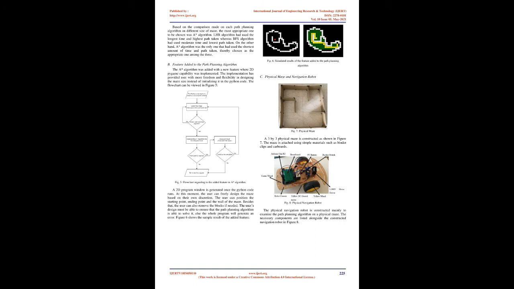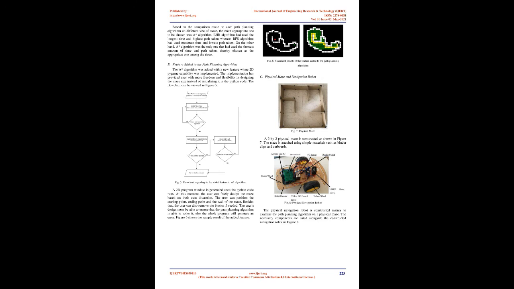After that, the selected one will be added with a new feature and tested on the Python software. Moreover, the path planning algorithm code will be implemented into the physical robot through Arduino software. On the other hand, the hardware side will cover mainly the construction and development of the physical robot and maze. This includes the hardware purchase and gathering, and the connection of various components and material.